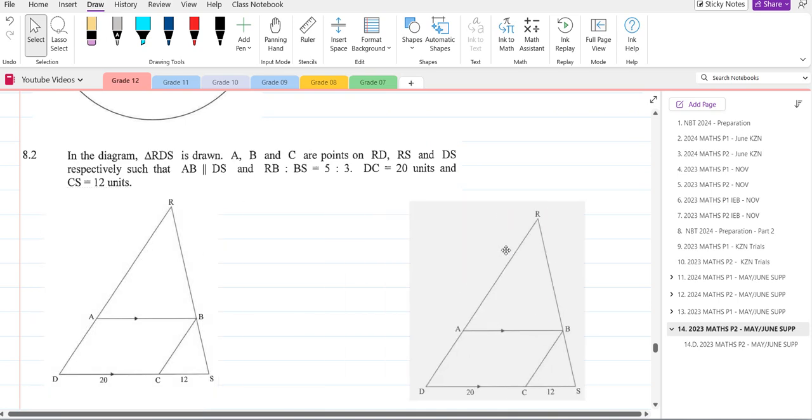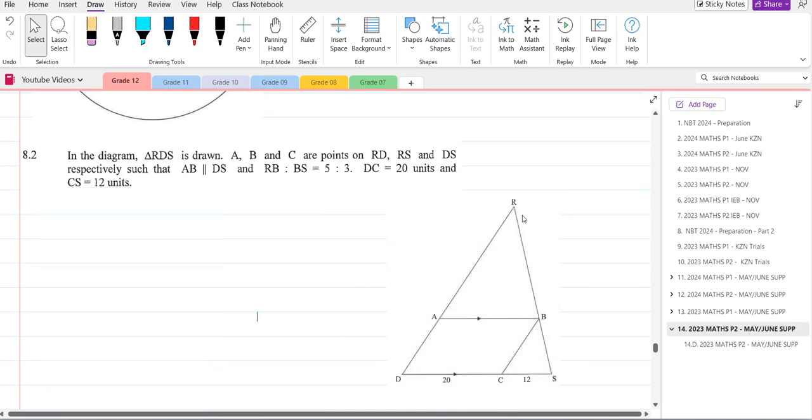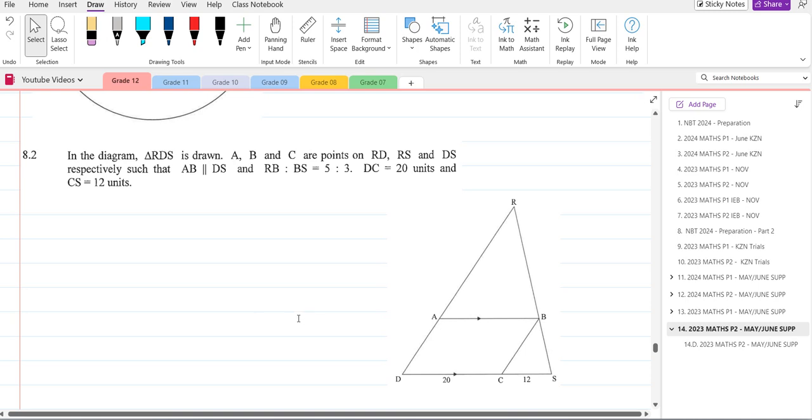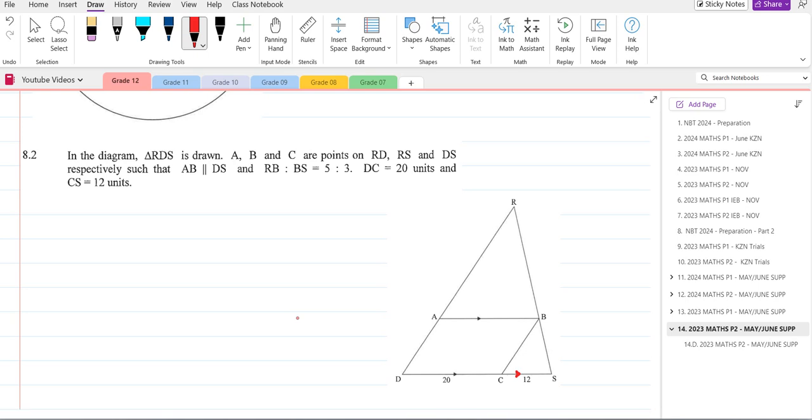Let's put it on the side here. Right, so triangle RDS is drawn. A, B and C are points on RD, RS, DS respectively, such that AB is parallel to DS. Now because we have parallel lines, make sure to extend the parallel line here as well. Now you can't assume that this is a parallelogram. We don't know that. Remember, these are important information.